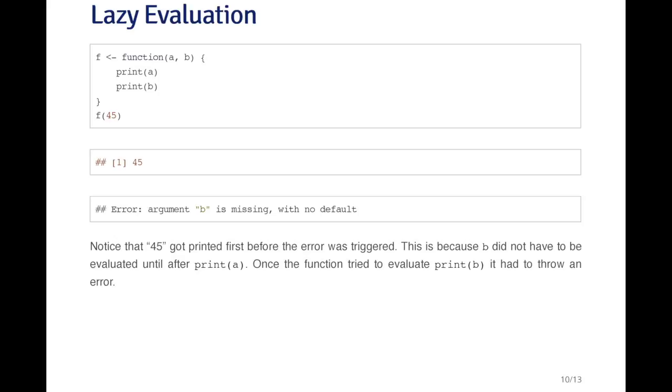So there was no error occurring up until the first line of the function. But when it got to the second line, it had to evaluate the argument b, and because b had no value assigned to it and no default value, an error had to occur. You'll notice that the error only occurs after the 45 was printed out. Lazy evaluation implies that because the argument is only evaluated when it's needed, everything that comes before it, if valid, will execute until it hits the part which causes an error.